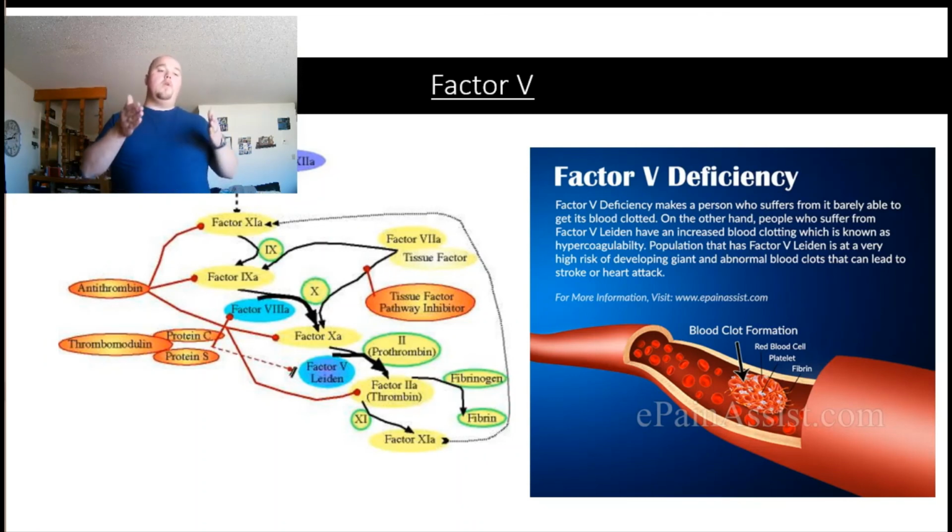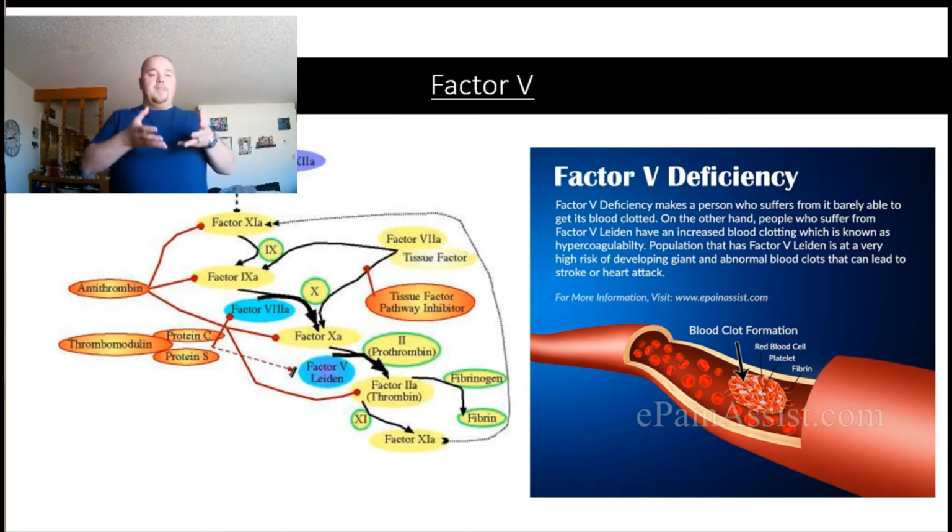And as you see over here on this picture, there's a picture of the clotting cascade on how it all functions together. And you can see all the different cascade there from factor 1 all the way up to factor 9 and 10 and how it's all connected.